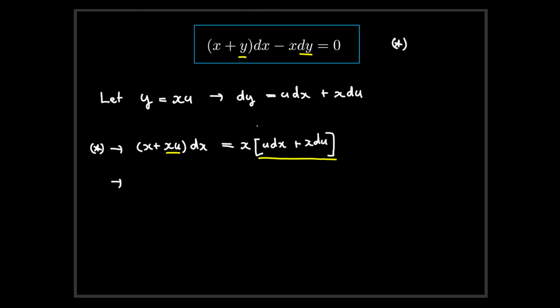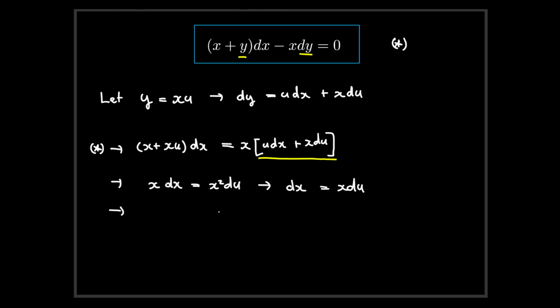If I multiply the x in here, then I'm going to have a term x u dx. And that, when I shift it over here, will actually cancel out with this x u dx over here. So just simplifying, we're going to get x dx is equal to x squared du. And this becomes a simple equation, just dx is equal to x du.